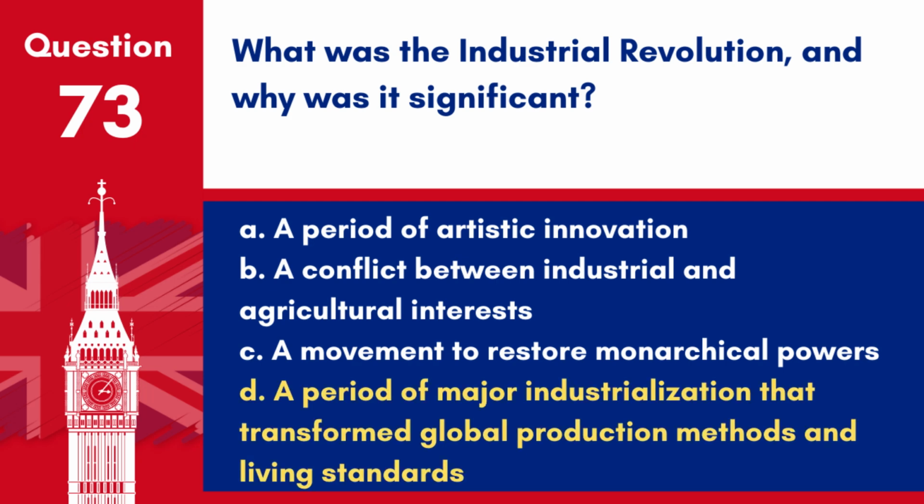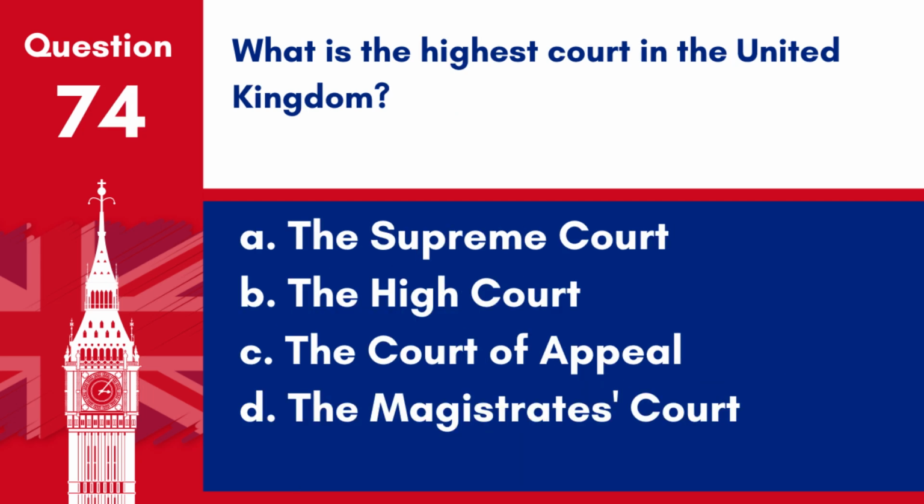Answer: D. A period of major industrialization that transformed global production methods and living standards. The Industrial Revolution began in the late 18th century in Britain, significantly affecting social, economic, and cultural conditions of the time.